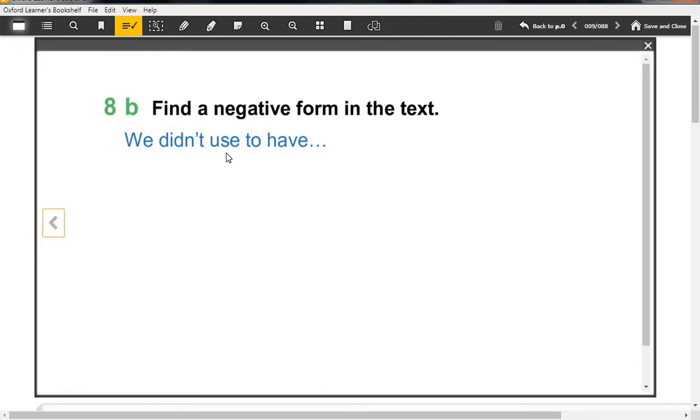For the negative form, it is important here. We don't add D. We didn't used to have. We just say didn't used to. No D here. It's important.